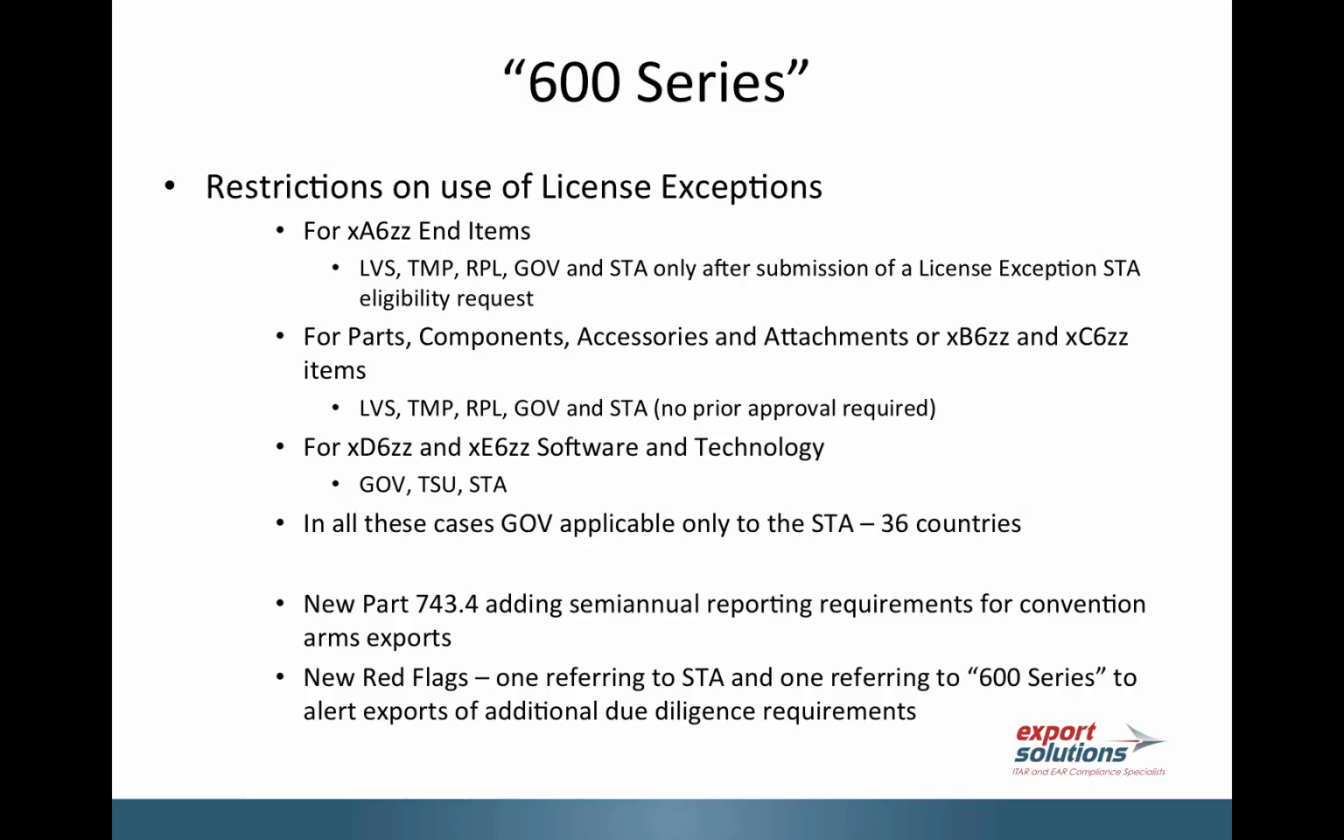There is a new Part 743.4 of the EAR and a semi-annual reporting requirement for convention arms exports, so keep that in mind. New red flags, one referring to a strategic trade authorization and one referring to the 600 series, have been added to alert exporters of additional due diligence requirements.